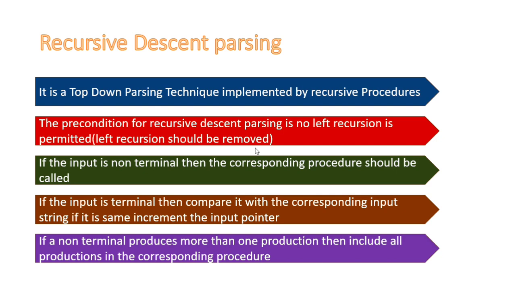And if the input is a terminal, then compare it with the corresponding input stream. If it is the same, then we advance the input pointer to the next element, and this should be continued in this fashion. The key point to note here is that if we are using a non-terminal, then the corresponding procedure has to be called or created. And if we meet a terminal, then we have to advance the input pointer to the next element. And if a non-terminal has more than one production, all the corresponding actions have to be brought into one procedure. These are the key points pertaining to recursive descent parsing.